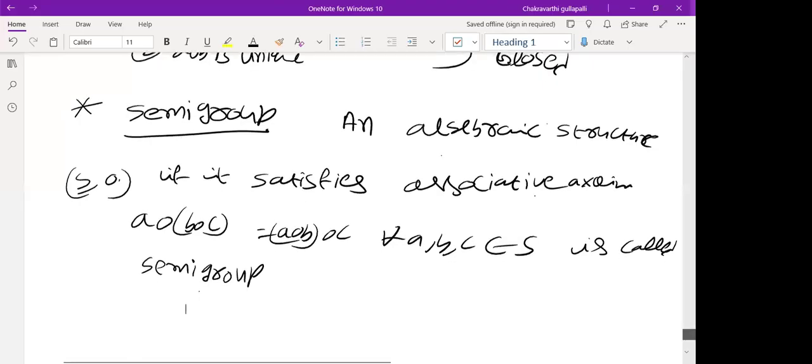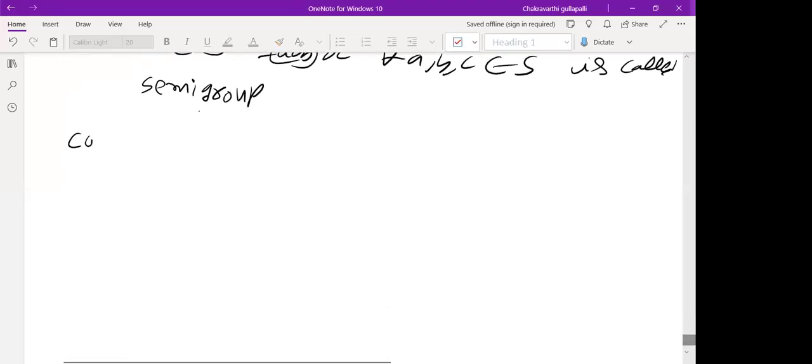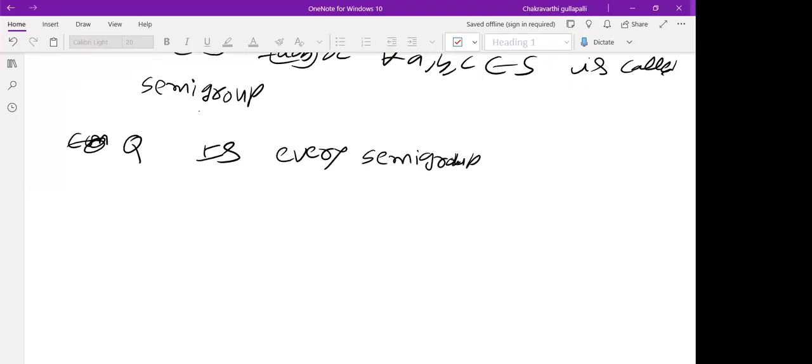Now the question is, is every semi-group a groupoid? Yes or no? Yes, ma'am. Why yes? Because semi-group means closure is satisfied, and associative is also satisfied. So only closure is sufficient for a groupoid. Semi-group means two axioms, closure and associative. So if it is a semi-group, automatically it is satisfying the closure axiom, so automatically it will be a groupoid.